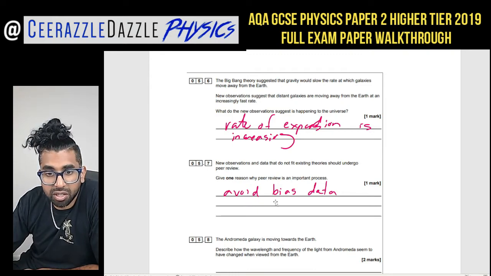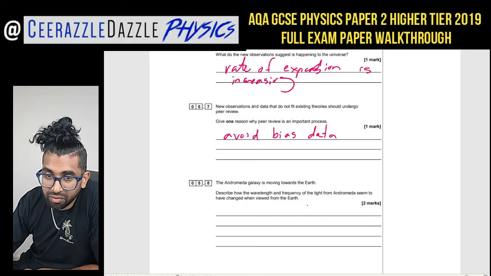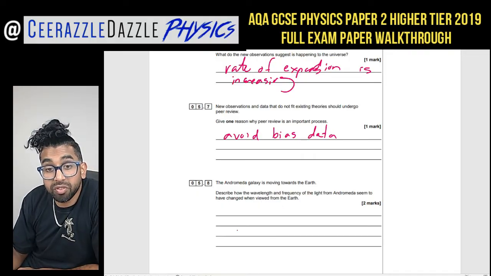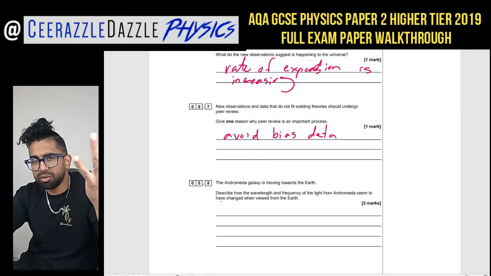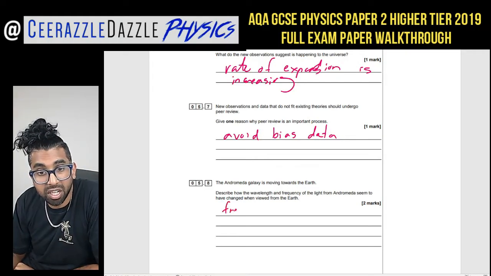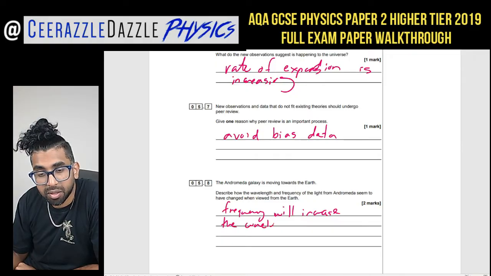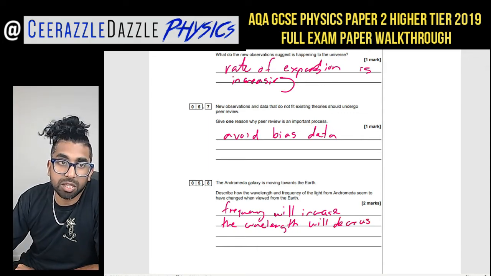5.8. The Andromeda Galaxy is moving towards the Earth. Describe how the wavelength and frequency of the light from the Andromeda Galaxy seems to be changed when viewed from Earth. Now this one's moving towards us. It's not redshift, it will be blueshift because it's moving towards us. So as it moves towards us, the frequency will increase and the wavelength, because they're inversely proportional, will decrease. Excellent stuff.